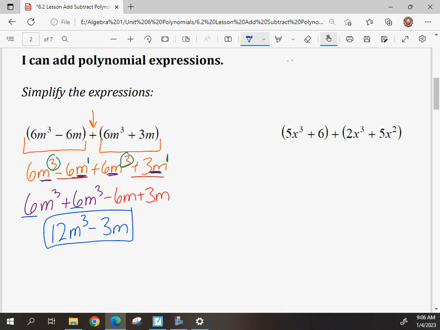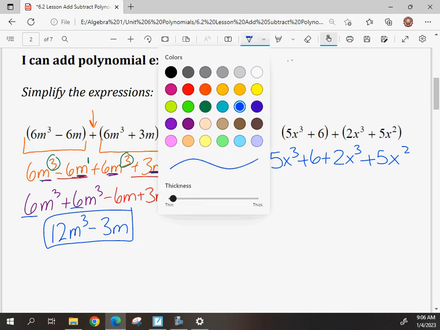I'm going to proceed the same way with the second one. I'm going to rewrite this without parentheses because right now the parentheses are not necessary when we're adding. They're going to be necessary when we subtract, and we'll talk about that later. And then I'm going to rearrange these terms so that the ones that are the same are together.